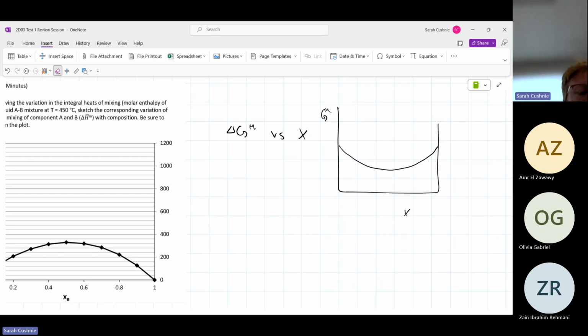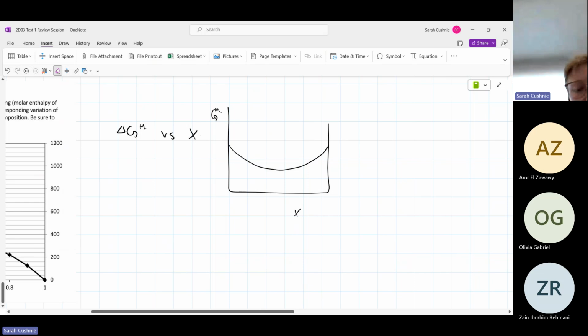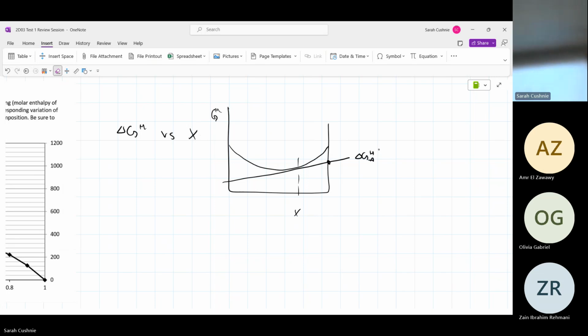But essentially, when we have something like this, if we take intercepts of the tangents, what we're going to get is, for this composition, the delta G of mixing, the contribution of A. I think this would be B, and then here, this would be delta G of mixing of A. It's just going to be those intercepts.